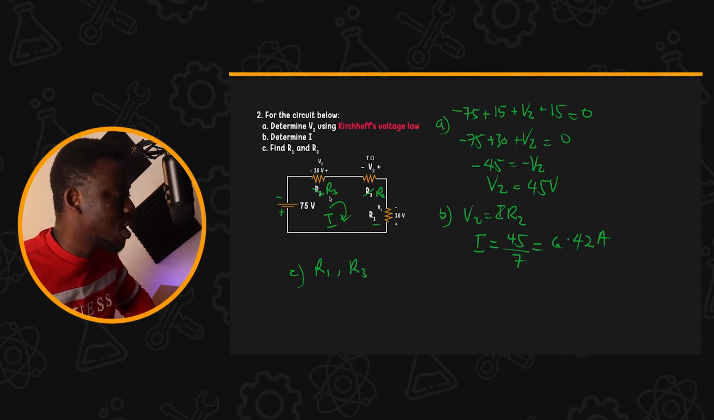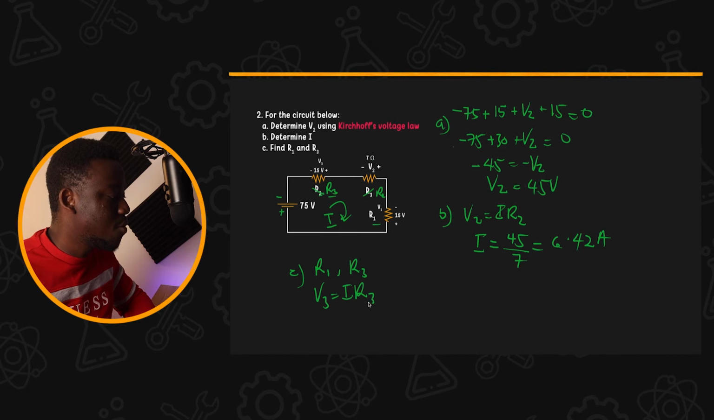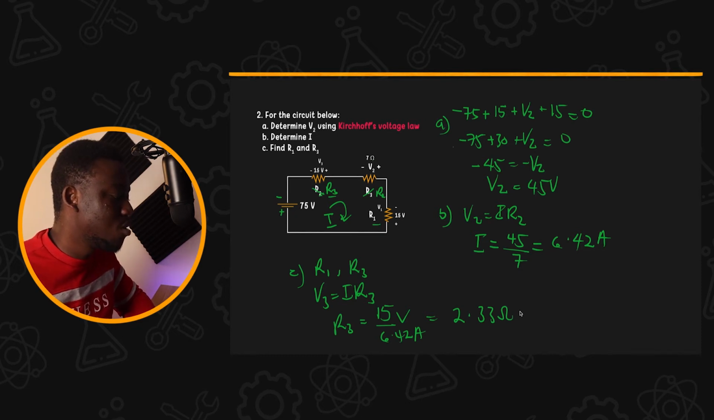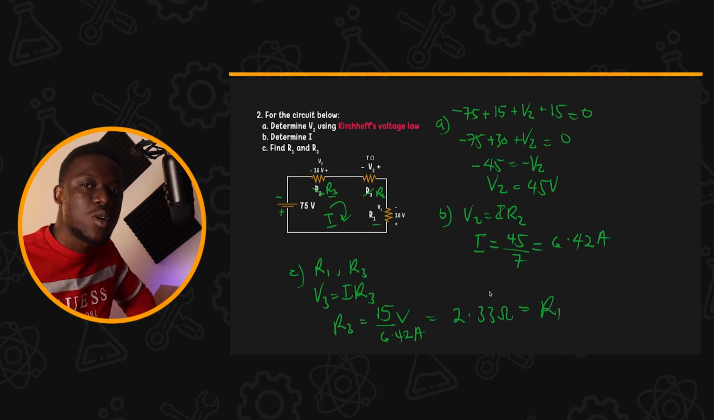So this is our R1, this is our R3. So it's basically the same thing. We use Ohm's law. So V3 is equal to I over R3. So R3 is V3, which is 15 volts, divided by I, which is 6.42 amps. So in the end, we get 2.33 ohms. And since we have the same voltage across both, this is also equal to R1. Okay, so on to the next question.